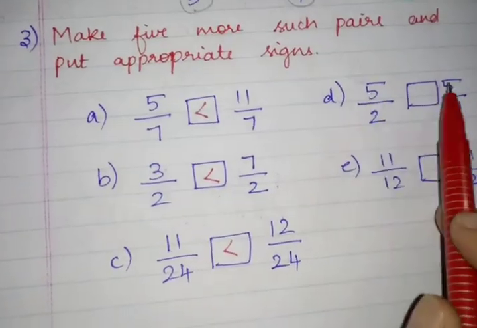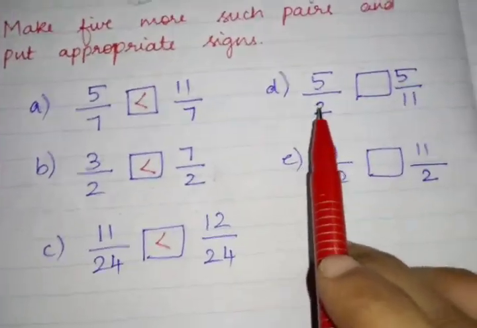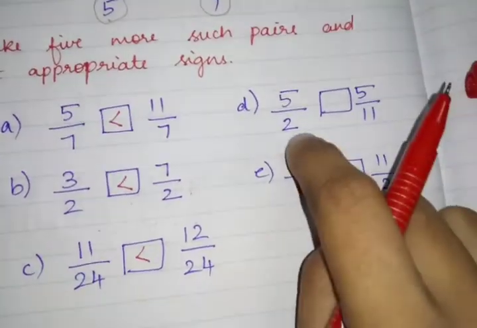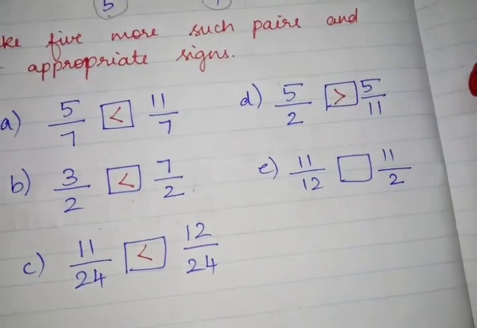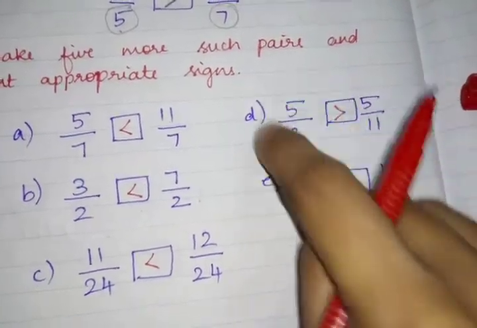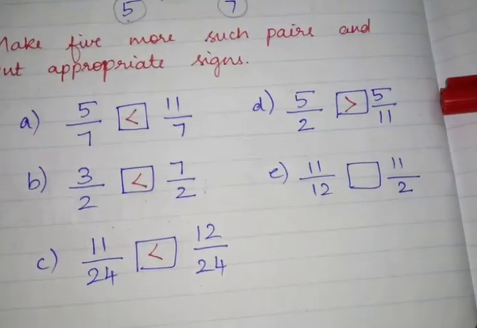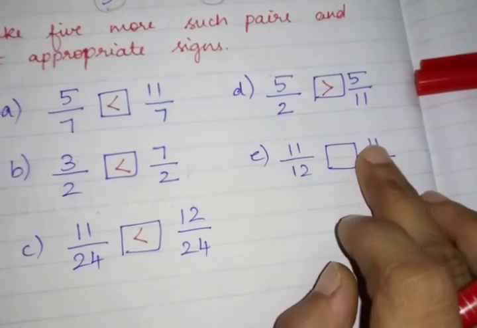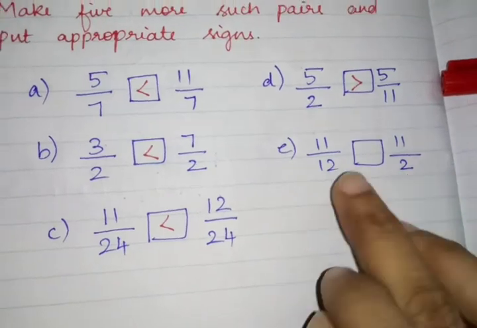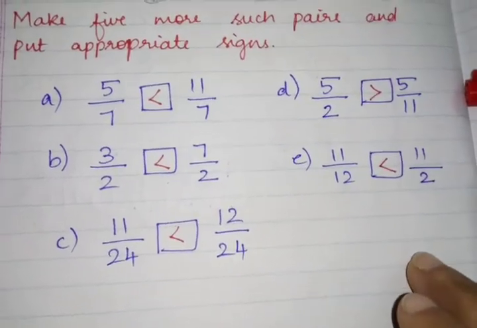Here both numerators are the same. So what should you do? Compare the denominators 2 and 11. Which is smaller? 2. So 5 by 2 will be greater than 5 by 11. So the smaller the denominator, the larger the fraction. Similarly, both have numerator 11, and the smaller denominator is 2, so 11 by 2 will be greater than 11 by 12.